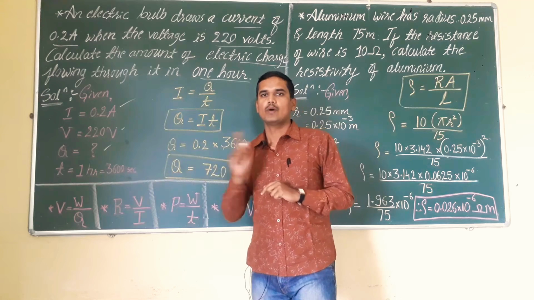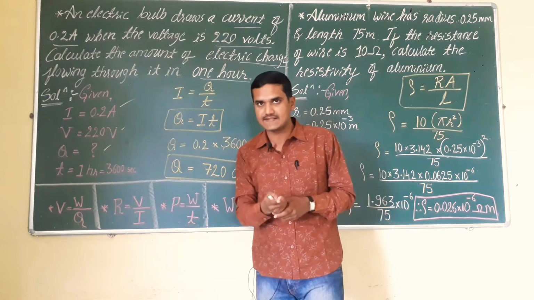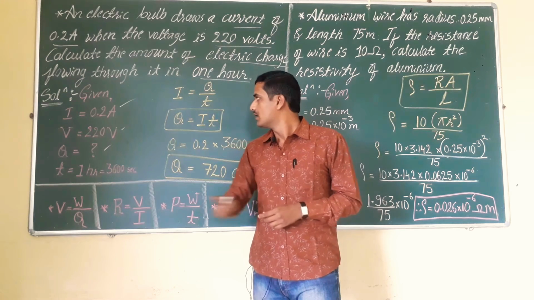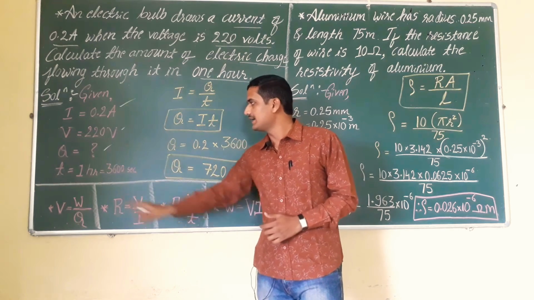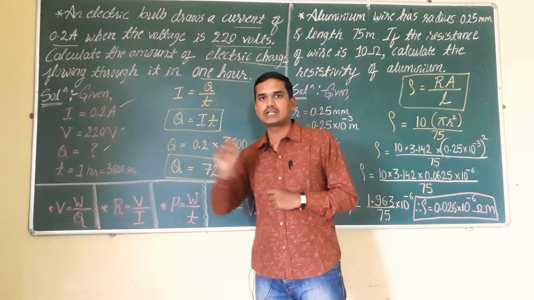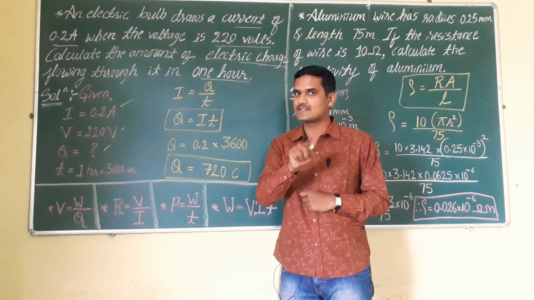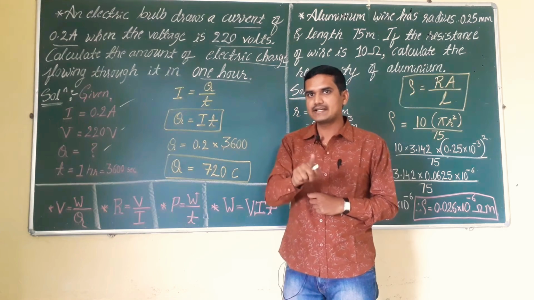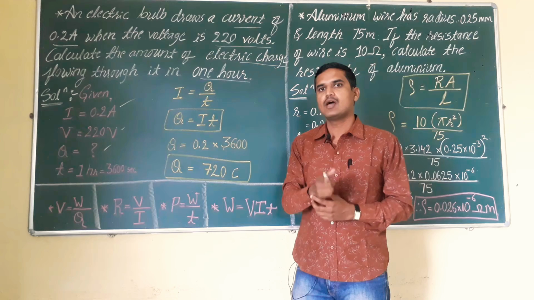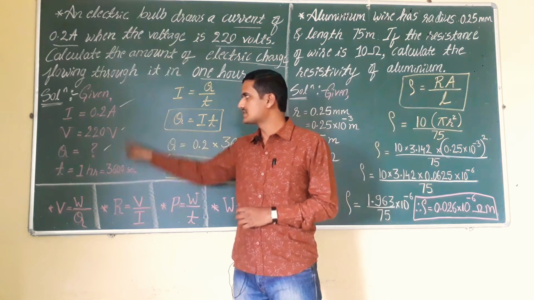Always remember, when solving the numericals, you have to convert all the quantities in terms of SI units, because in case of SI units, the time is having the SI unit as seconds. So 1 hour is equal to 3600 seconds, not 60 seconds, because 1 hour is equal to 60 minutes, and 1 minute is equal to 60 seconds. So total 1 hour is equal to 3600 seconds. So this is the given data here.